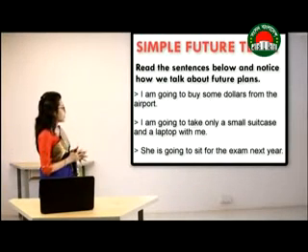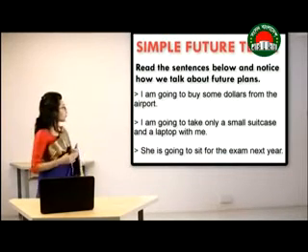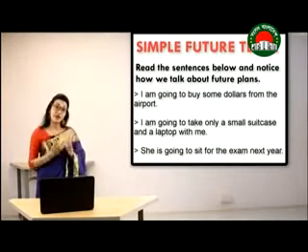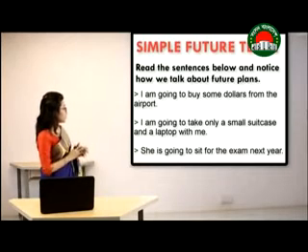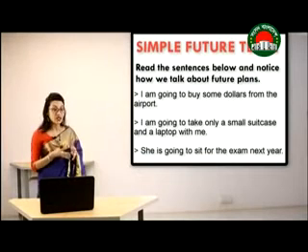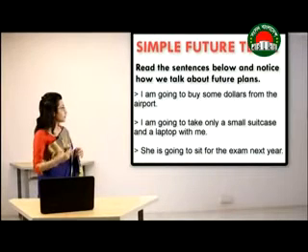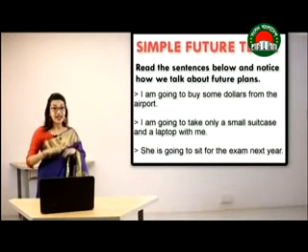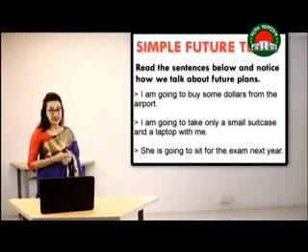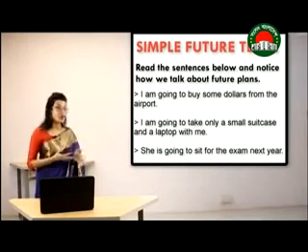But look at the sentences carefully, all these are plans. How are these plans? For example, I'm going to buy some dollars at the airport. So I have a plan in my mind that I'm going to do this at the airport. In the second one, I'm going to take only a small suitcase and laptop with me. Again, in the same context, I'm planning to bring something with me. And thirdly, I'm going to sit for the exam next year. That means I have planned to do something next year. Now what can we see common in these sentences? We can see that we have used going to plus verb in all these cases.